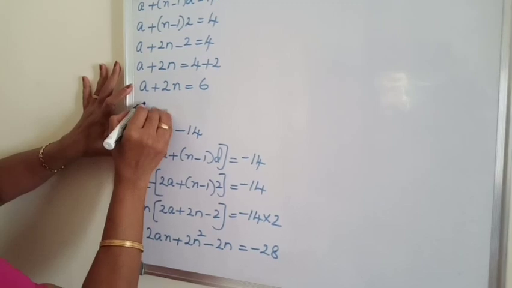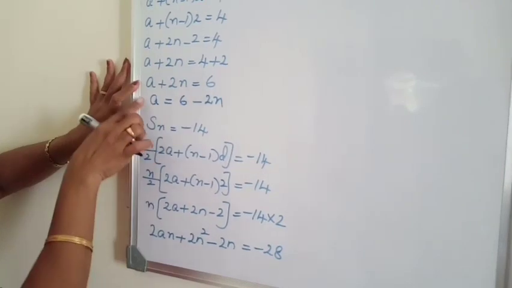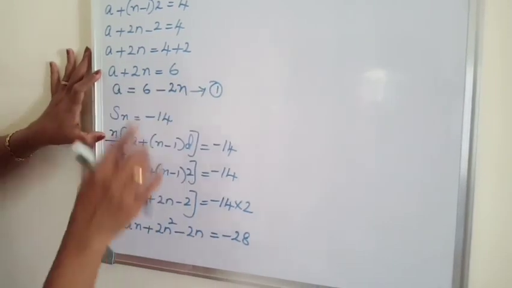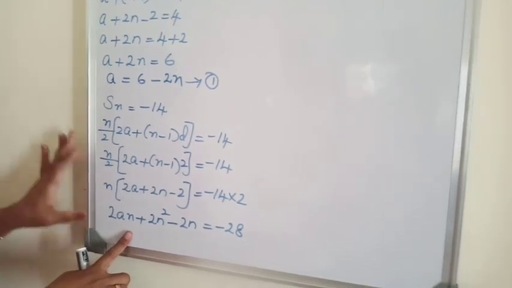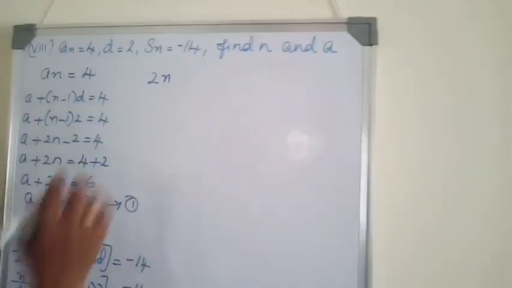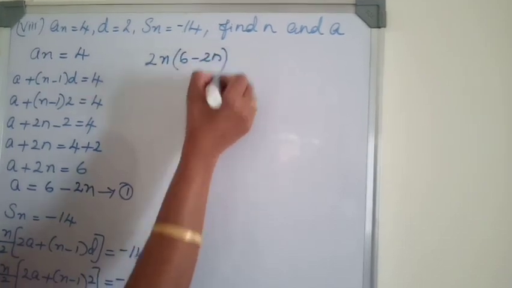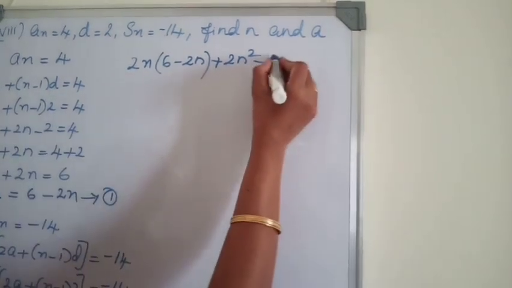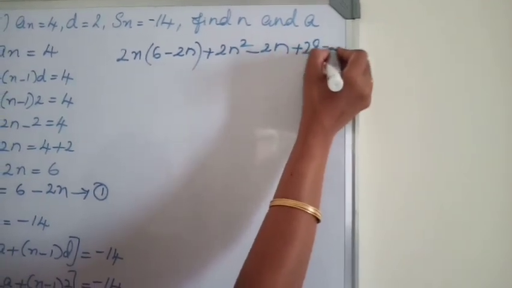from that we will write a equals 6 minus 2n. I'll change this equation as a equals 6 minus 2n. Write it as equation number 1. Here, where a is there, we will write 6 minus 2n in this equation. So this equation becomes 2n, I'll write first, into this a becomes (6 minus 2n), plus 2n square as it is, minus 2n, minus 28 we will take to the left side, plus 28 is equal to 0.